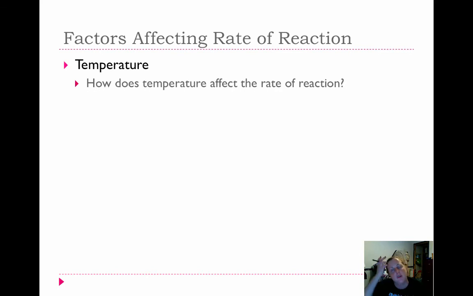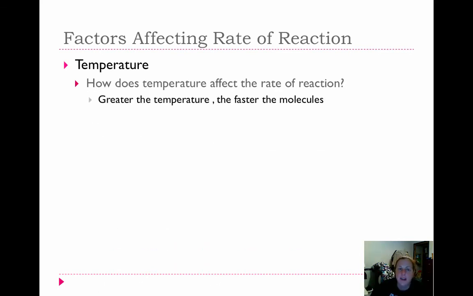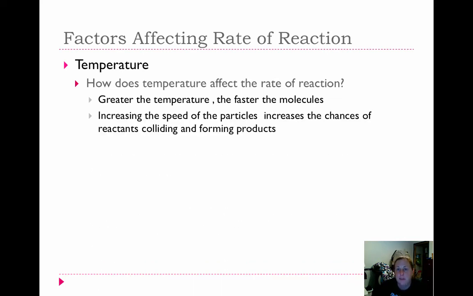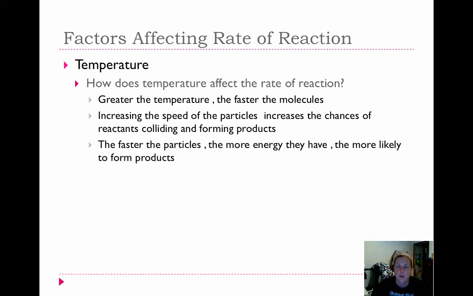Temperature. How does temperature affect reaction rates? So if you increase the temperature, typically you increase the speed of those molecules. If the molecules are able to speed up, are you going to have more collisions or less collisions? When you increase the speed of the particles, you increase the chance of them colliding and thus forming products. So increasing temperature will increase the rate of reaction.